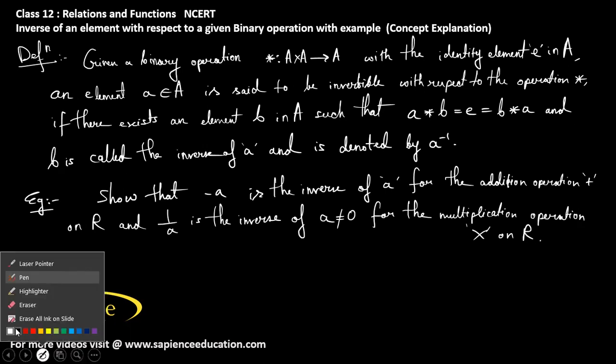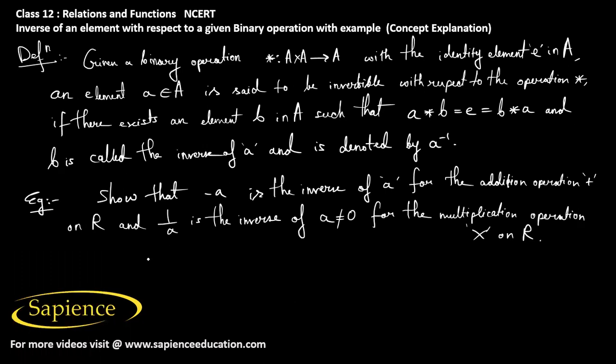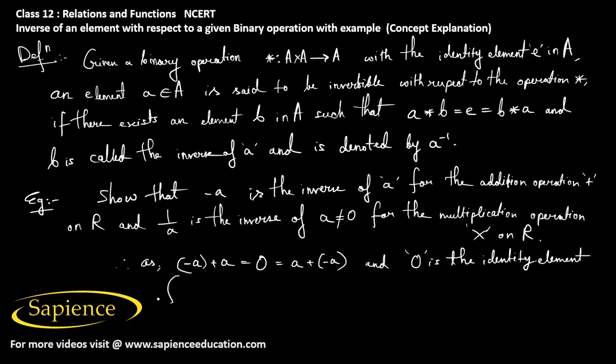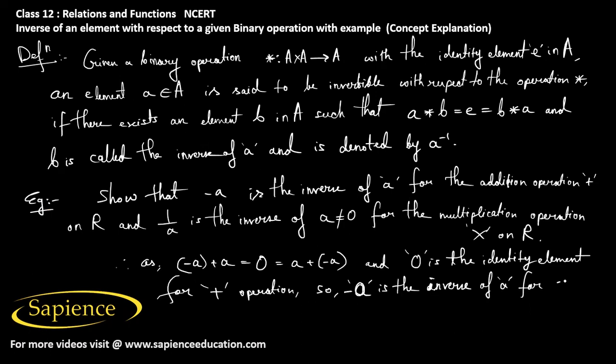So now we can understand. As we know, minus A plus A is equal to 0, and that is also equal to A plus minus A. And since we know 0 is the identity element for the addition operation, I can say minus A is the inverse of A for the addition operation.